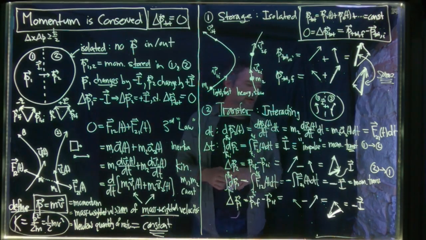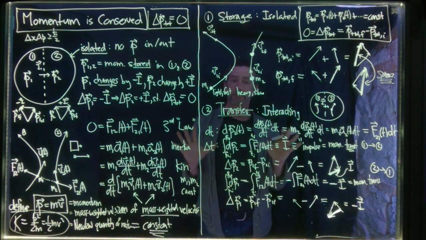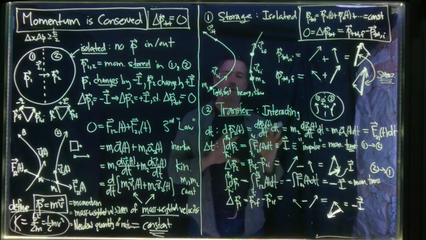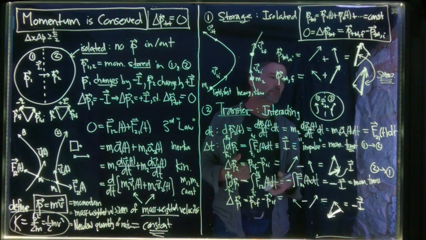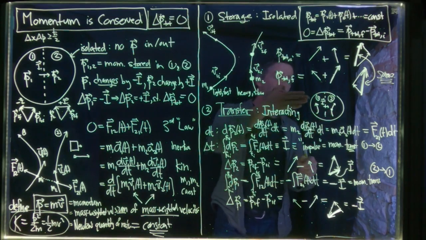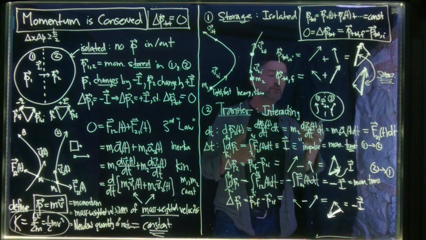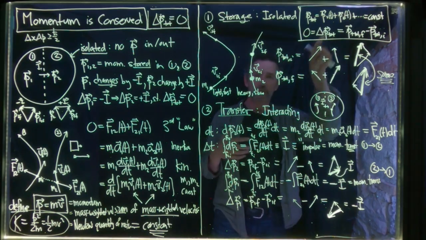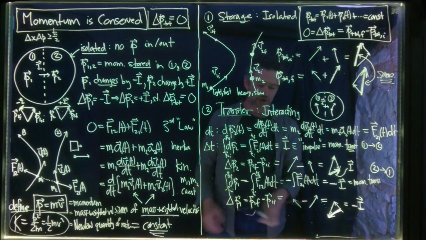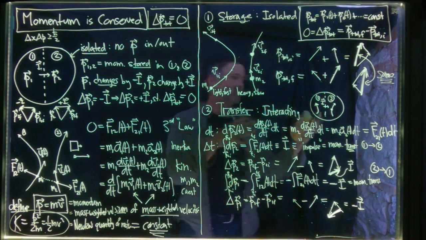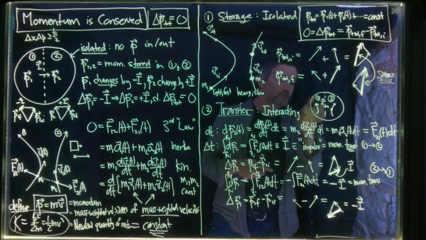So let me just say, the key thing that I wanted to say is that we're talking about transfer of momentum from system 1 to system number 2. And of course, if there's a transfer of momentum from system number 1 to system number 2 of an amount equal to I, then there must also be a transfer of momentum from 2 back to 1 of an amount minus I, so that the total momentum in an isolated system doesn't change. But really, when we're talking about transfer, we're talking about from 1 to 2. We're really sort of ignoring 1.